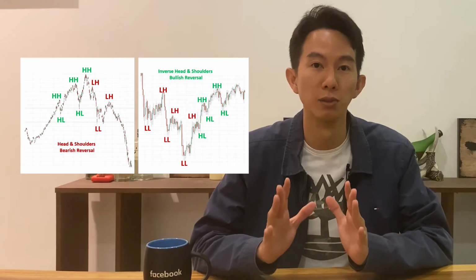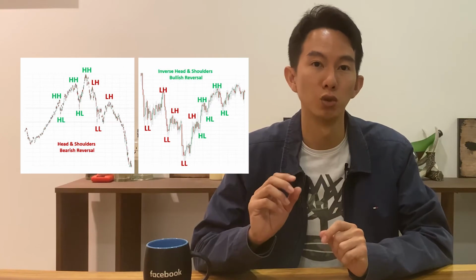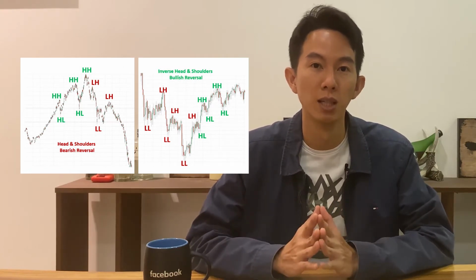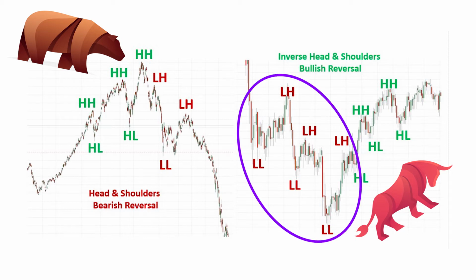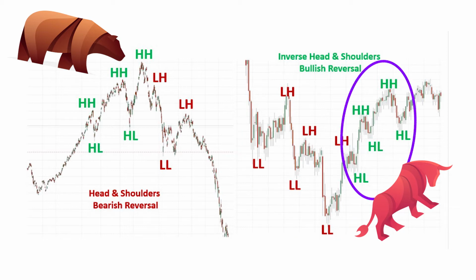Since the head and shoulders is a reversal pattern, we can expect to see its swing counts change as the pattern unfolds. For the bearish reversal of the head and shoulders pattern, we see the swing counts change from a series of higher highs and higher lows to one of lower highs and lower lows. For the bullish reversal of the inverse head and shoulders pattern, we see the swing counts change from a series of lower highs and lower lows to one of higher highs and higher lows. For all three strategies, they involve entering a position at various stages during this transition of swing counts. Now let's go through each strategy in greater detail.